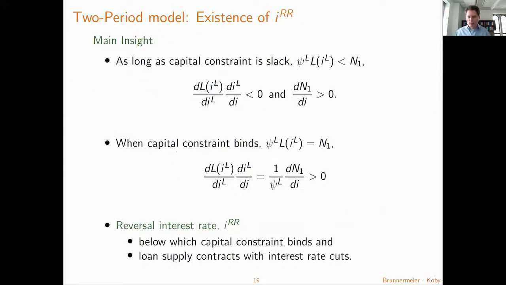But when the capital constraint binds, then this equation holds, this constraint binds with equality. Coming to your intuition, as you cut the policy rate, the net worth is going down, and because of this constraint, a decline in interest rate and a decline in net worth will then also translate into a decline in loans. So that's why this is then positive, as soon as the capital constraint starts binding, and cutting the interest rate further down is then counterproductive.